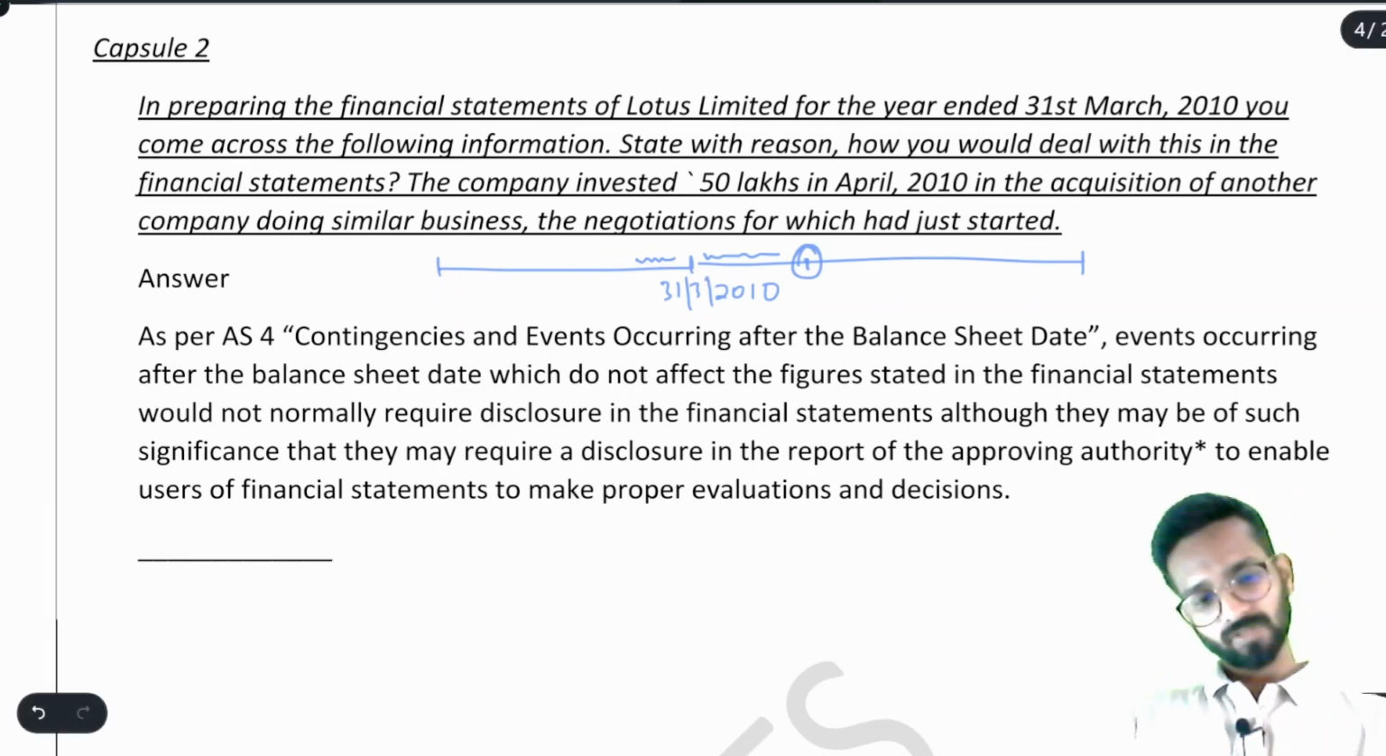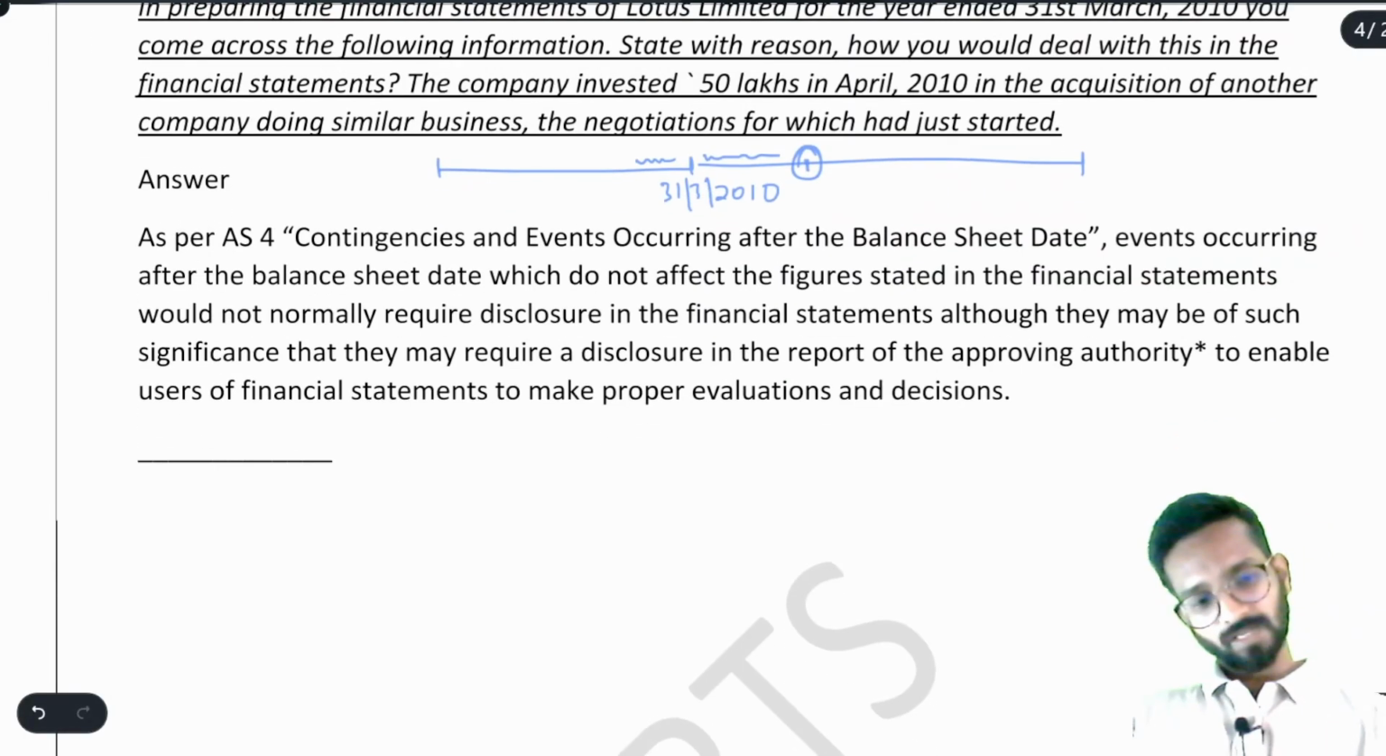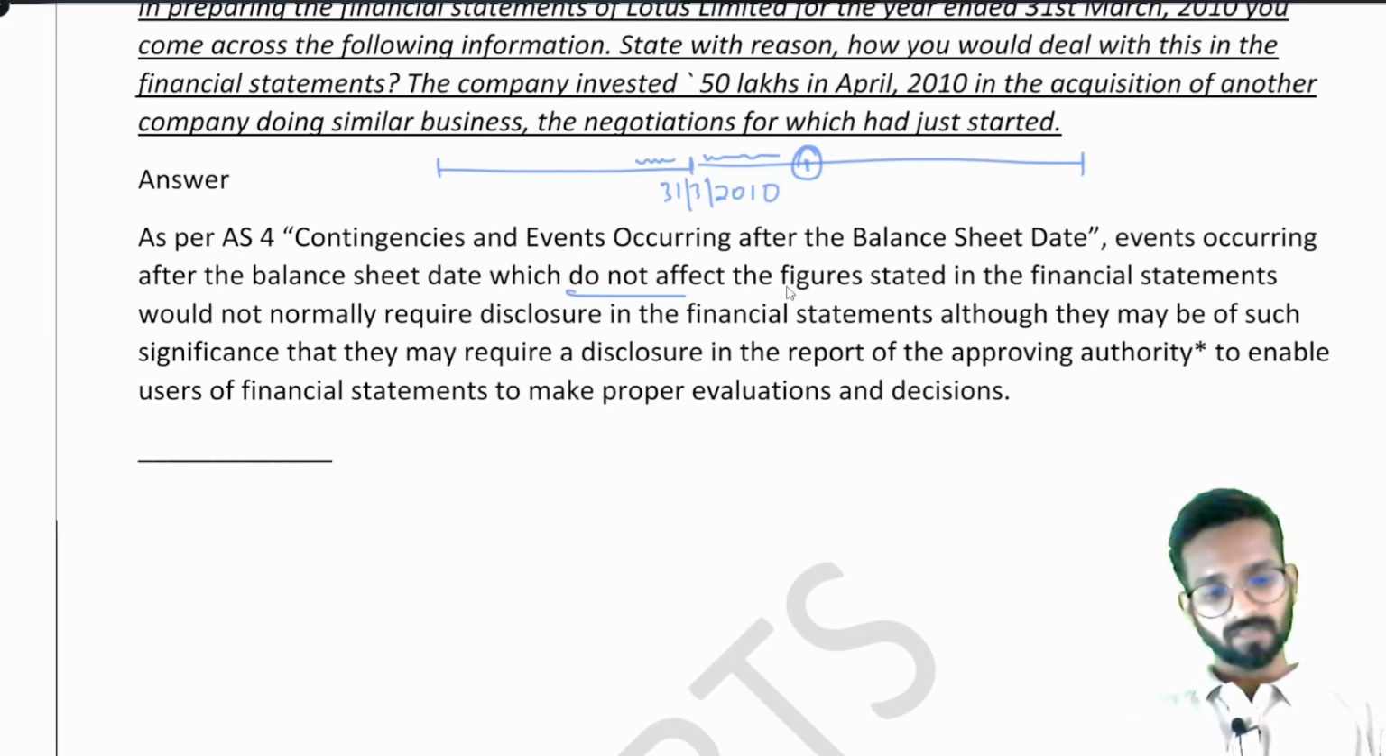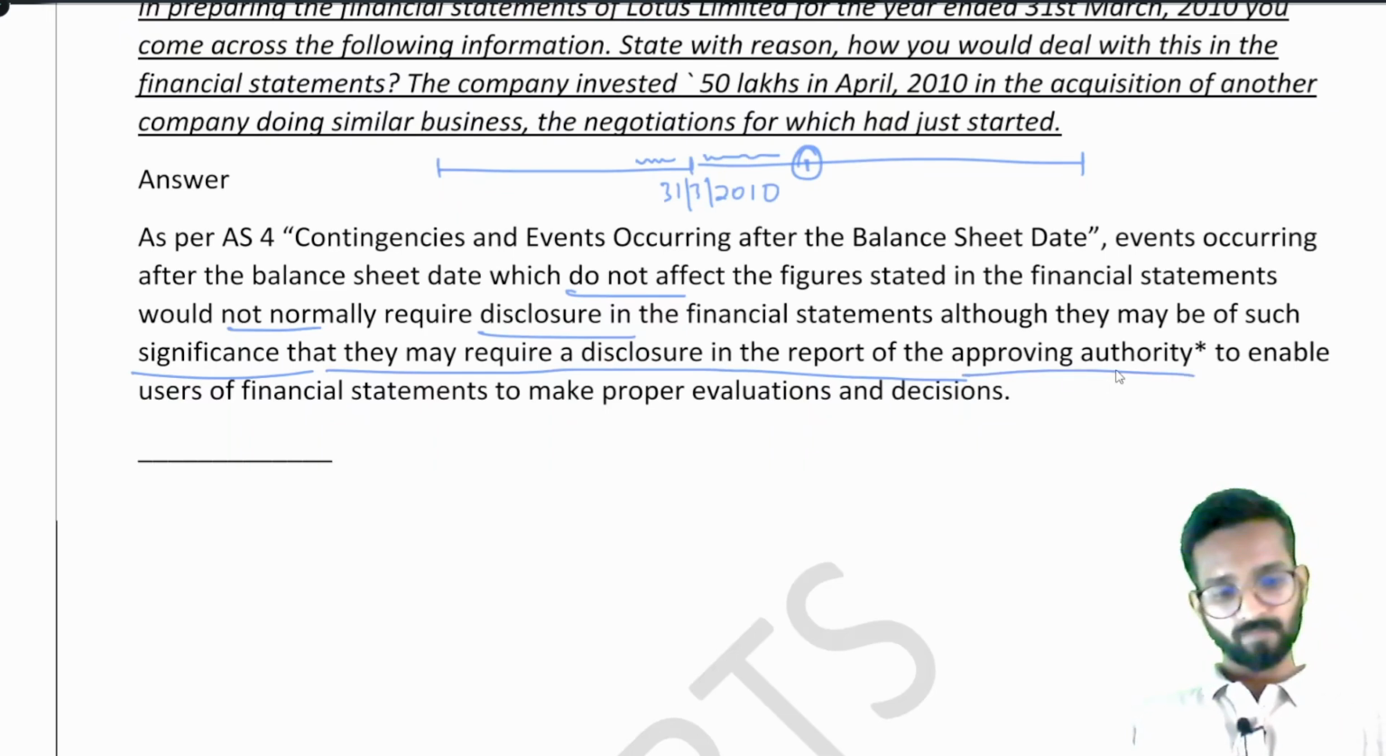Okay, so we can say as per AS4, contingency event occurring after the balance sheet date, event occurring after the balance sheet date which does not affect the figures stated in the financial statement would not normally require disclosure in the financial statement, although they may be of such significance that they may require a disclosure in the report of the approving authority. Approving authority is the directors. Okay, here to enable users of FS to make proper evaluation and decision.